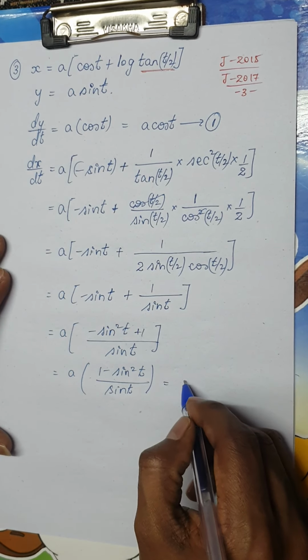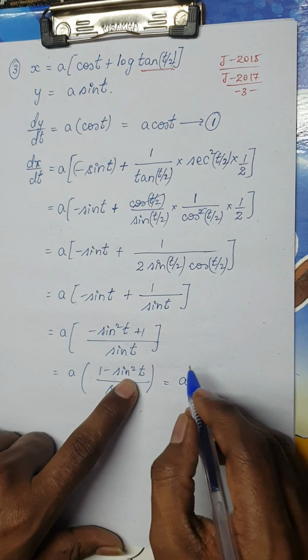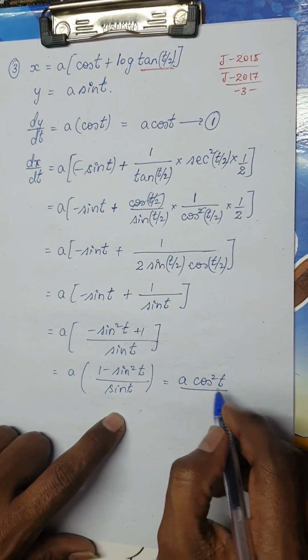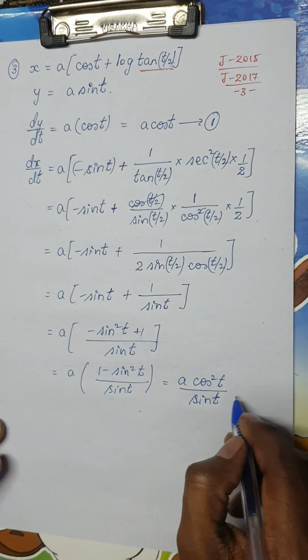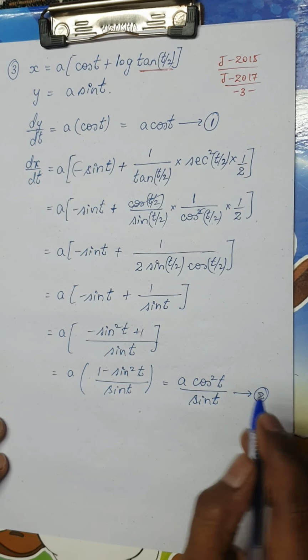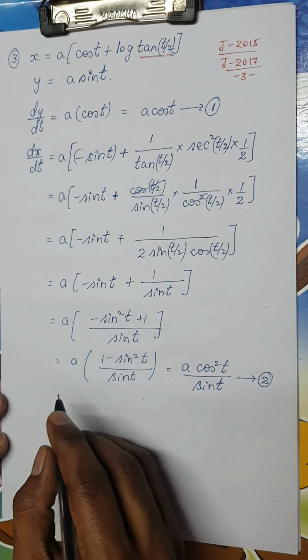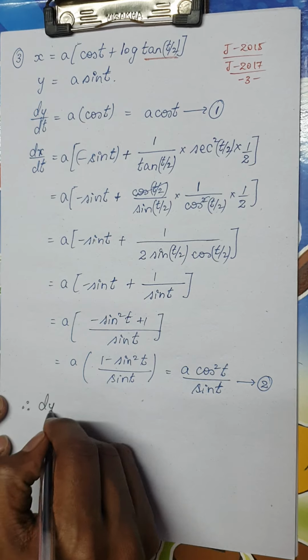So this is nothing but a into, what is 1 minus sine square? We know 1 minus sine square is nothing but cos square. So it is a cos square t by sine t. Remember, this is my dx by dt. Therefore, moving on, I want to find out dy by dx.